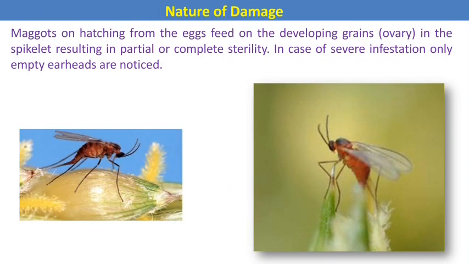Then, the nature of damage of this pest: the damaging stage is the maggot. On hatching from the eggs, the maggots feed on the developing grains or ovary in the spikelet, resulting in partial or complete sterility. As a result of this feeding, in case of severe infestation, only empty earheads are noticed, due to the feeding of the maggots of the midge fly.